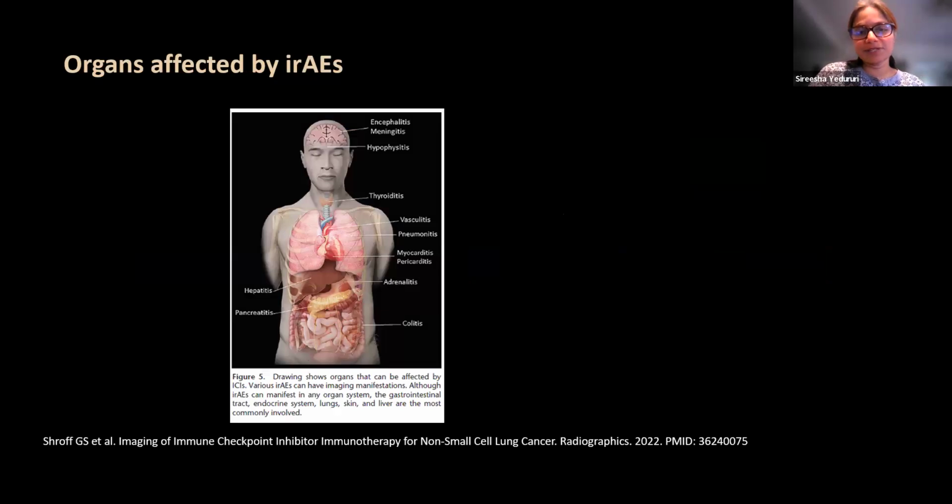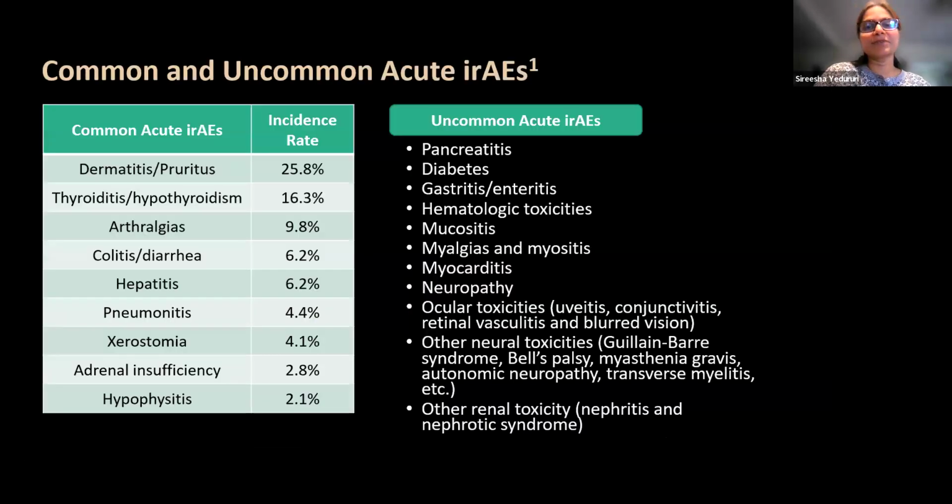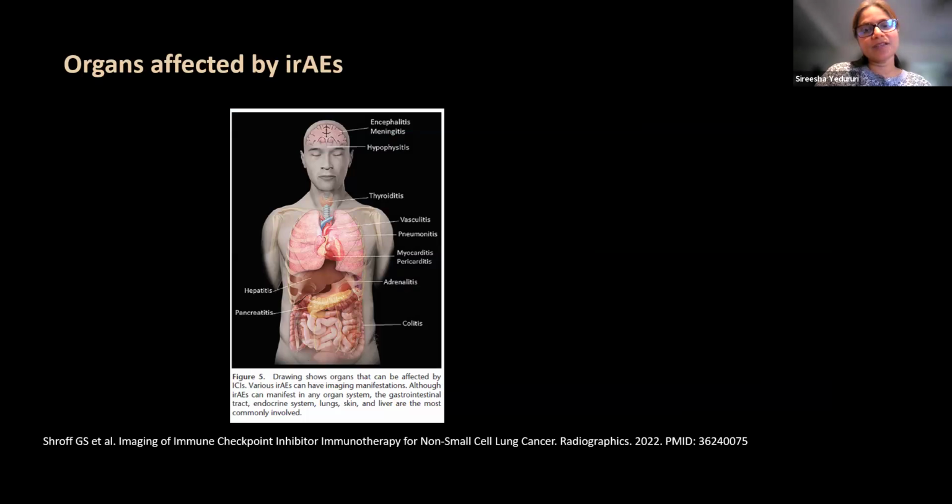This is one of the papers published by my colleagues from thoracic imaging. What are the organs affected by immune-related adverse events? Pretty much any organ can be affected because it's basically inflammation. If your immunity goes haywire, it can affect anything. The imaging findings they described were in the brain, pituitary, thyroid, vessels, pneumonitis, myocarditis, pericarditis, adrenalitis, hepatitis, pancreatitis, and colitis. Those are the ones pertinent to the radiologist.